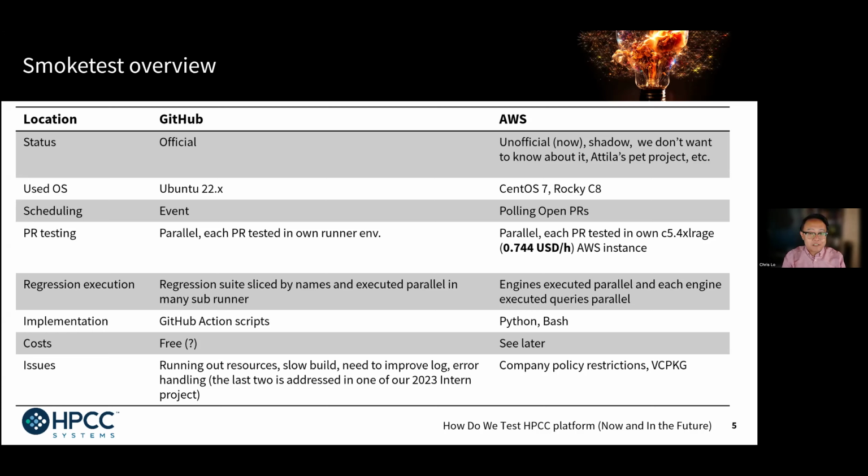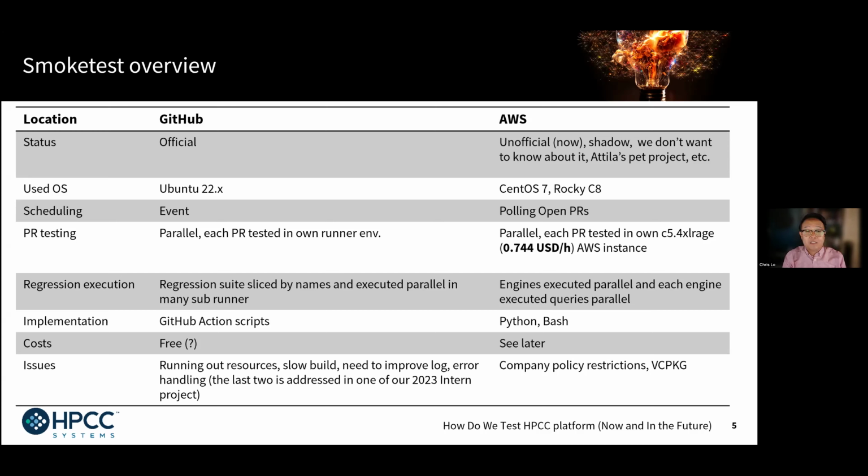There are differences used in the operating system as well. Most of the GitHub Action ones are run on Ubuntu 22.04. And up until last year in AWS, we used CentOS 7, CentOS 8, and now currently Rocky 8.